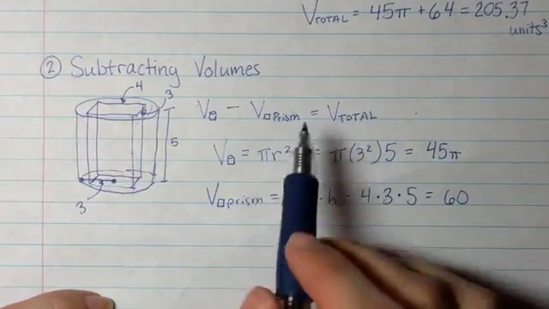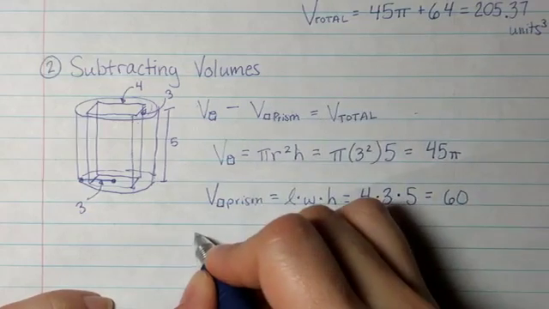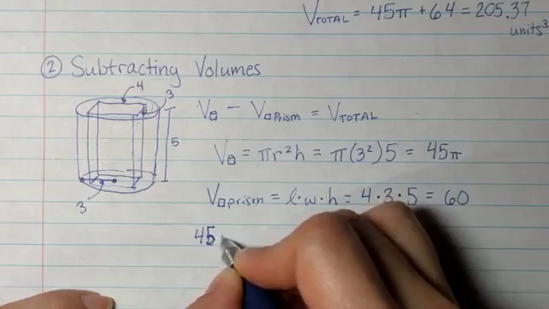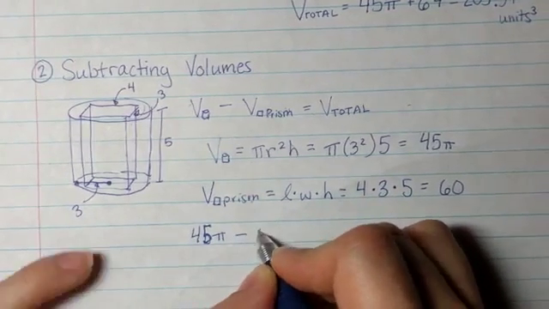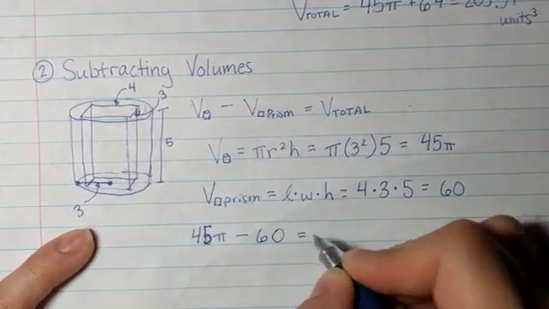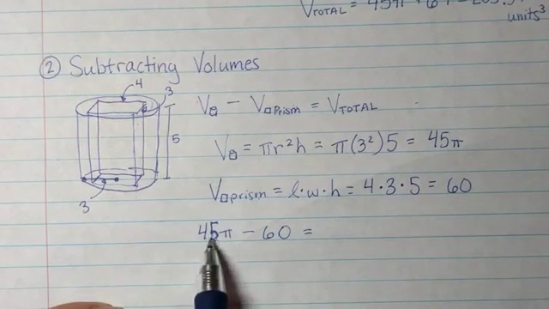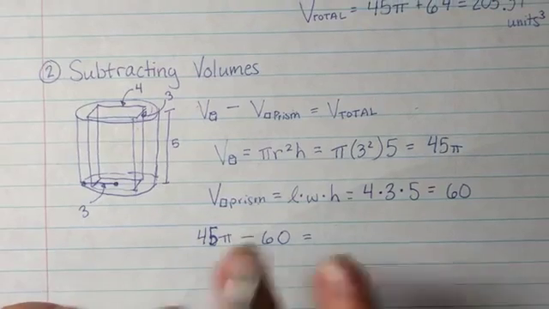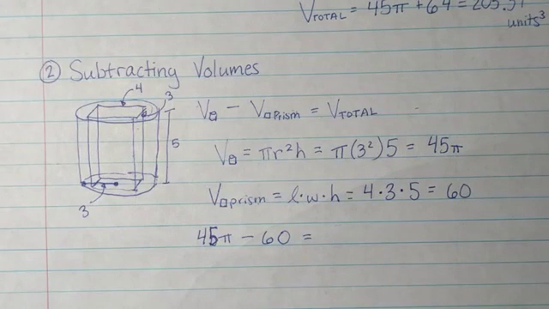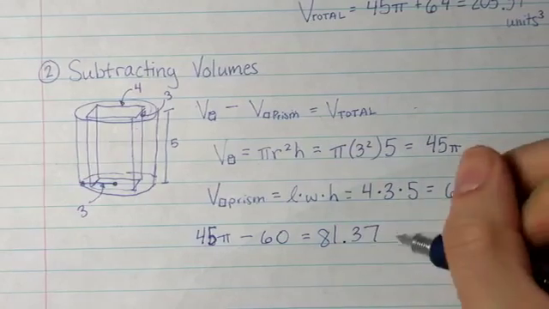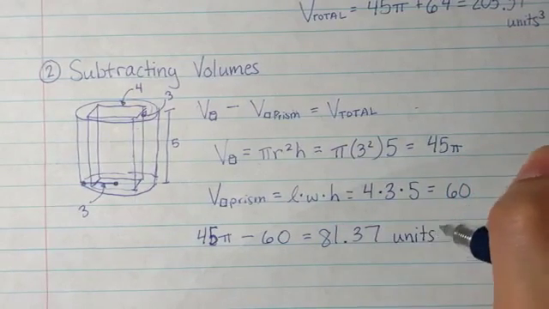And so then when we're going to find this total volume, we're going to take 45 pi, subtract 60, and that'll give us our total volume. So some of you may be thinking like this number is bigger than this number. Don't worry, we have to multiply pi. So you'll see it won't come out negative. It should never come out negative. 45 pi minus 60 will give us 81.37 units cubed left over.